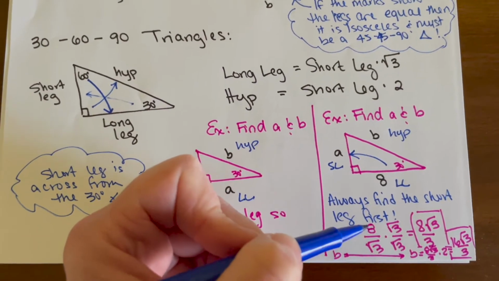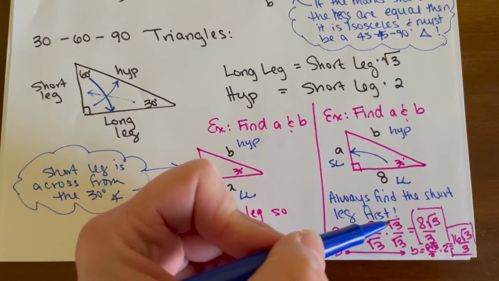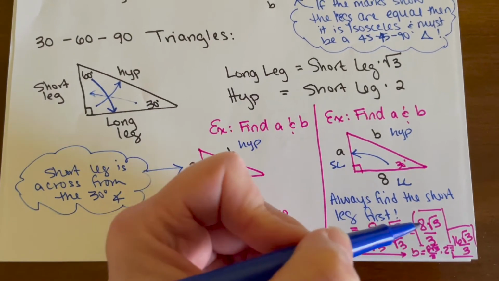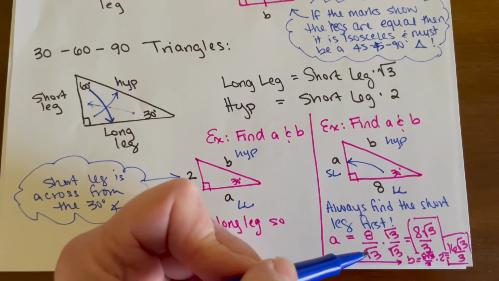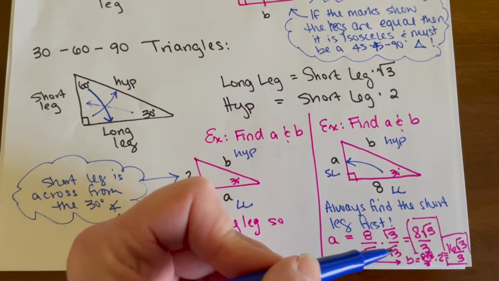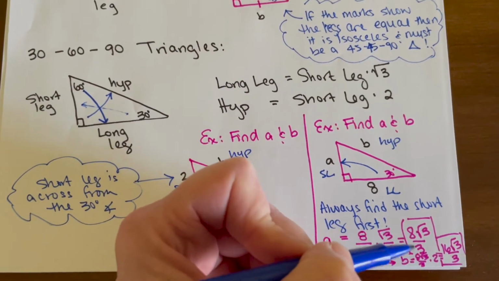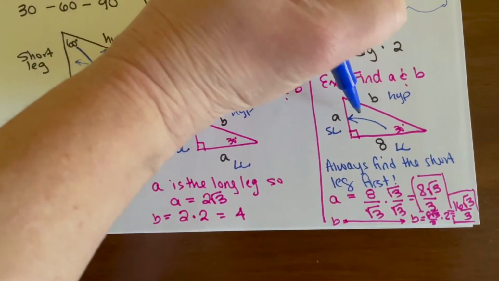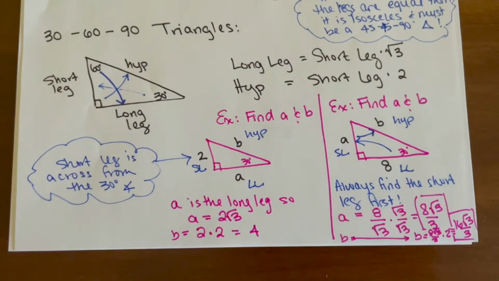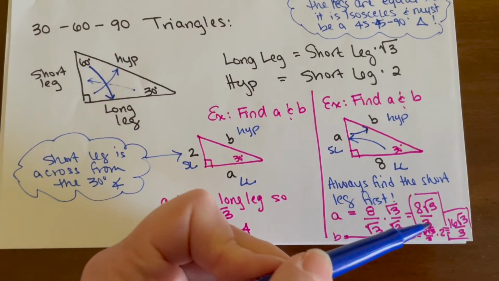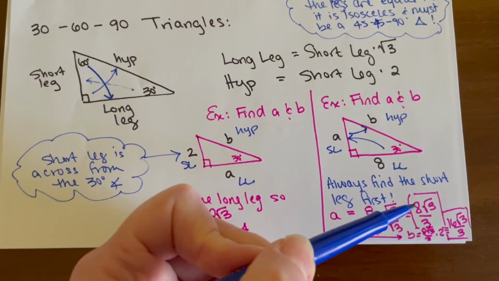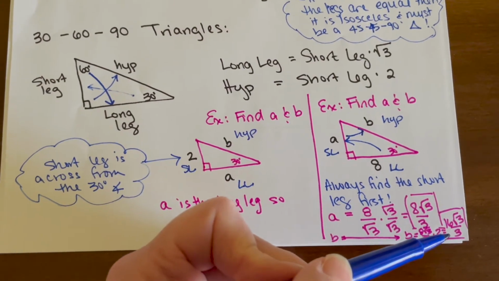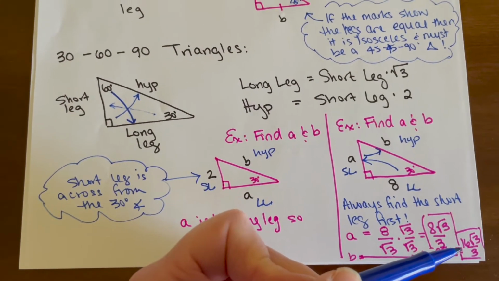So the way I do that is I multiply the top and the bottom by the square root of 3 over the square root of 3. So 8 times root 3 on the top, so 8 root 3, all over root 3 times root 3 is just 3. So 8 root 3 over 3. That's the short leg. And then I want to work from the short leg and find the hypotenuse. So 8 root 3 times 2, I just take 8 times 2, I get 16. So 16 root 3 over 3 is the hypotenuse.